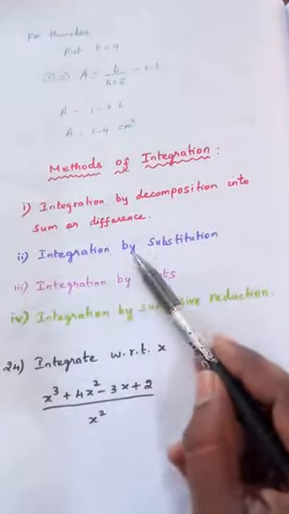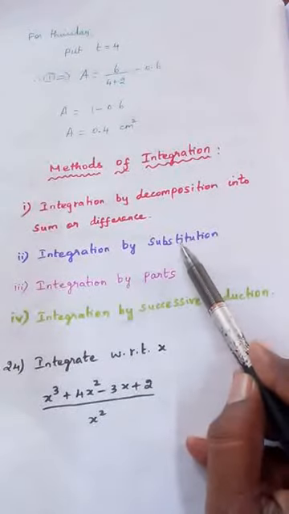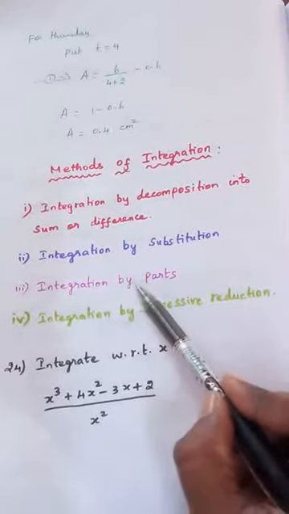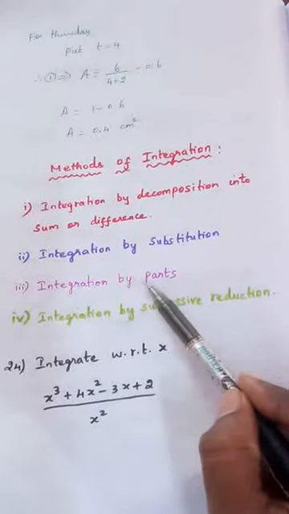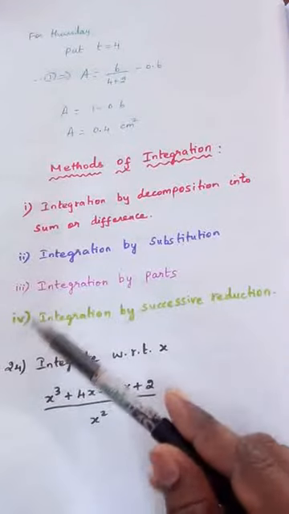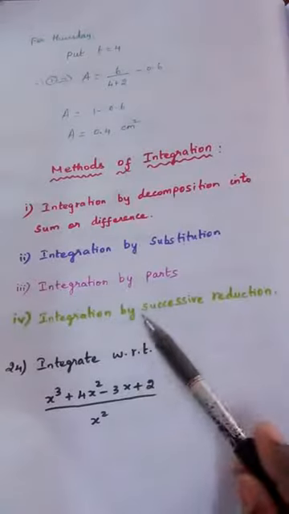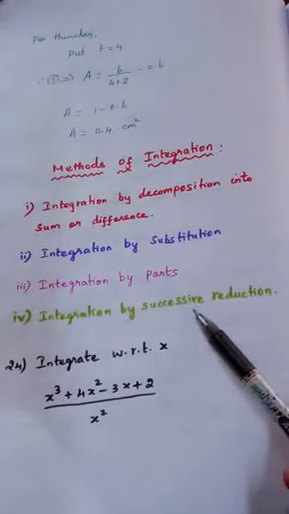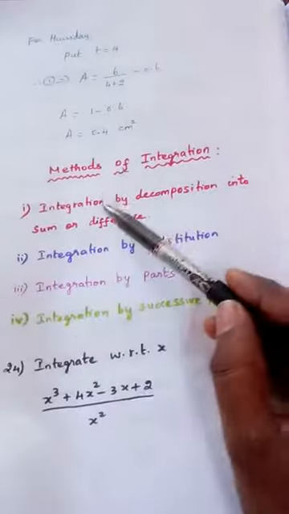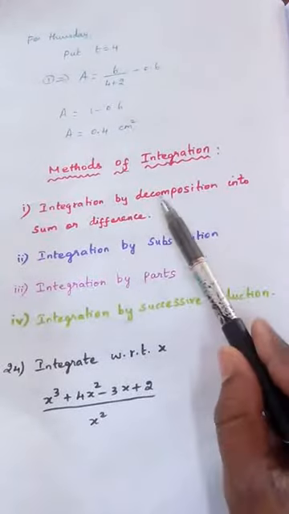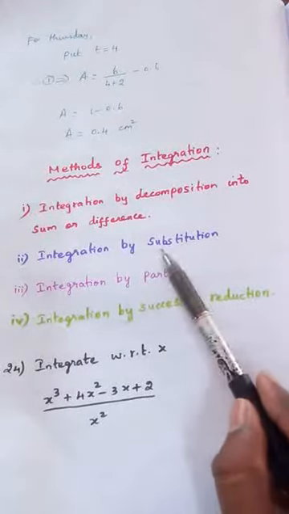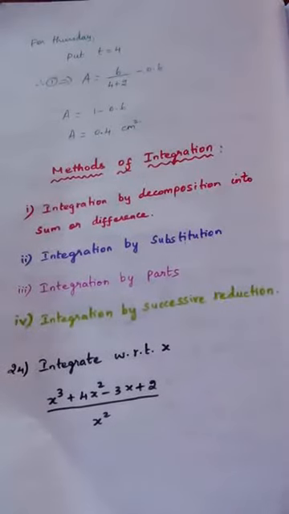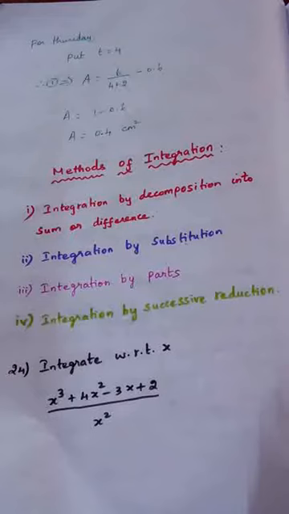Second one, integration by substitution. We can use some substitution method to do integration. Third one, integration by parts. This we will discuss while doing the problems. Type number 4, integration by successive reduction. So this also we will see while doing the problems. So 4 methods available. One is decomposition into sum or difference, substitution method, integration by parts, and then successive reduction. We will see all these types through problems.